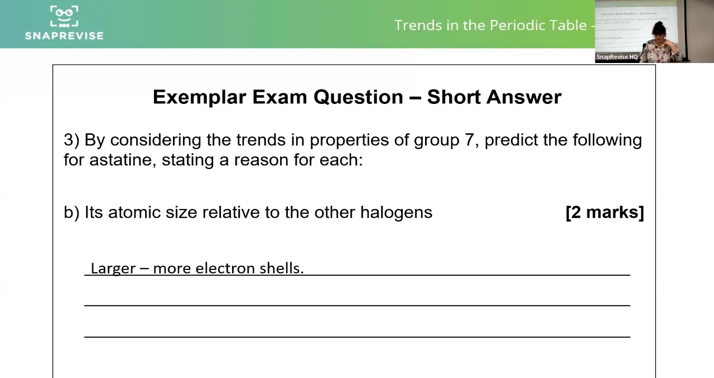What about B? What's its atomic size compared to other halogens going to be? Well, as we go down the group, we've added shells. Yes, we've added protons, so that usually pulls the electrons in, but we've added shells, which adds shielding. Shielding is a dominant factor, so that's why it's getting bigger. So it's larger because there are more electron shells, and therefore more shielding.